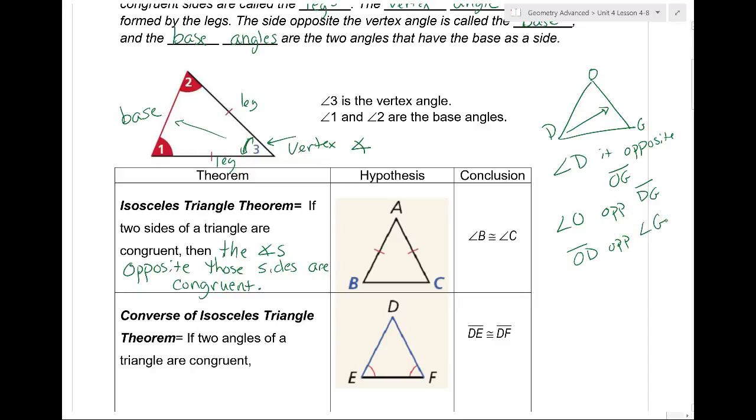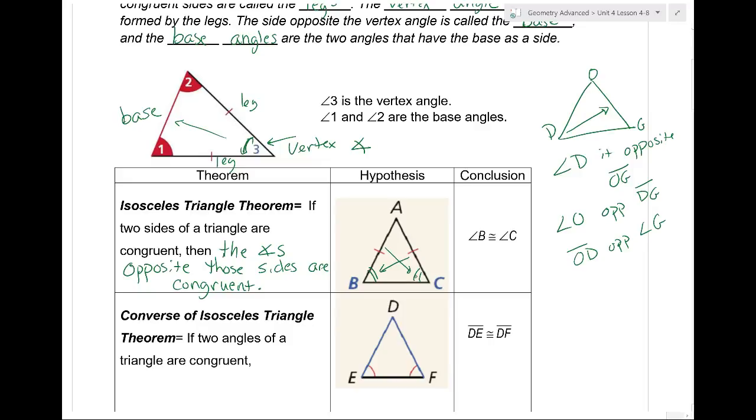Angle G, right? So that's the idea of opposite angle and opposite sides. When you're looking at this one, the isosceles triangle theorem says if two sides of a triangle are congruent, then the angles opposite those sides are congruent, which means these two would be congruent to each other. Here would be the opposite side, and that would be with the opposite side.